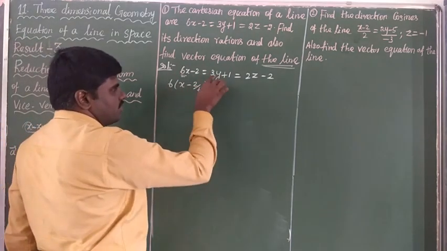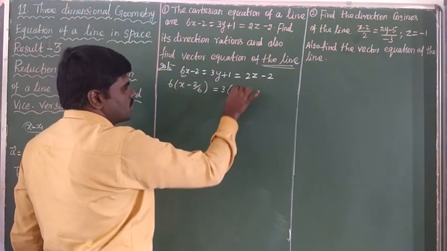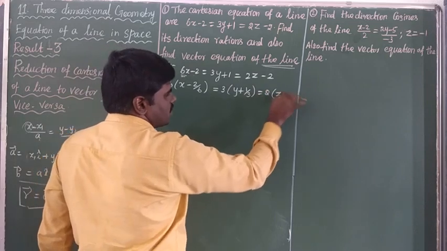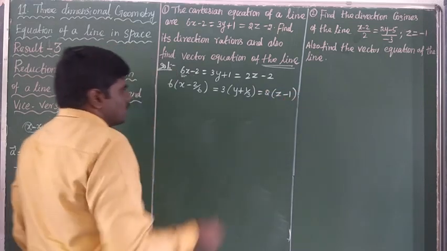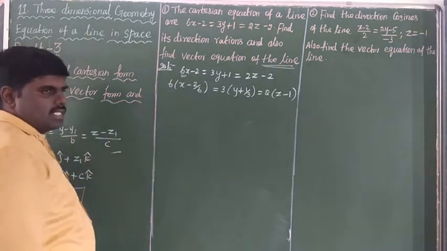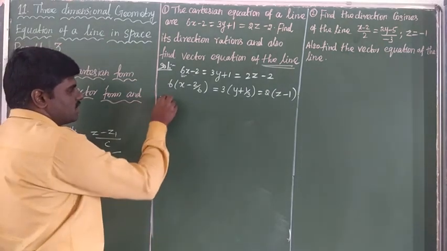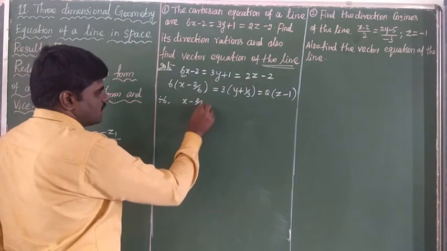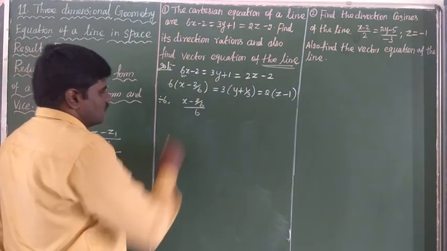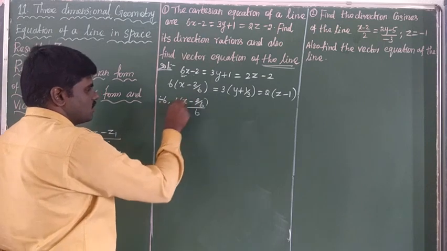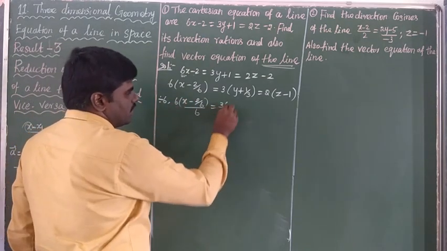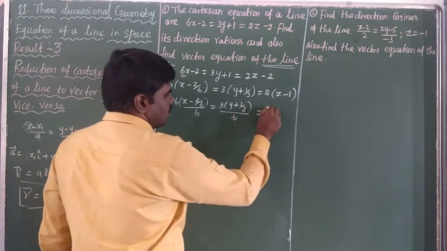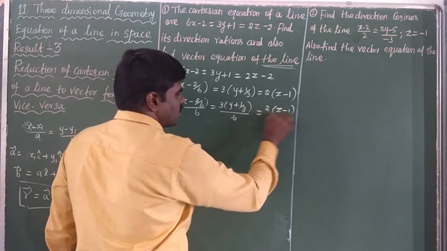Similarly here also, taking 3 common, what's remaining? (y plus 1) by 3. Similarly, taking 2 common, z minus 1. So I divide the entire equation by 6, the biggest number. What's remaining? (x minus 2) by 6 divided by 6, is equal to 3 into (y plus 1) by 3 divided by 6, is equal to 2 into (z minus 1) divided by 6.